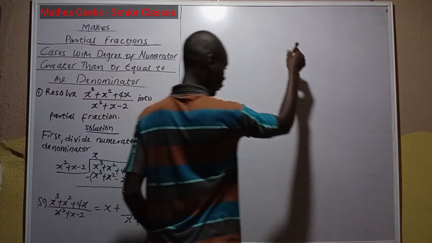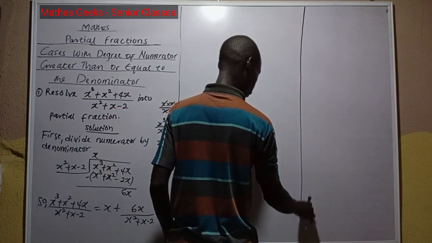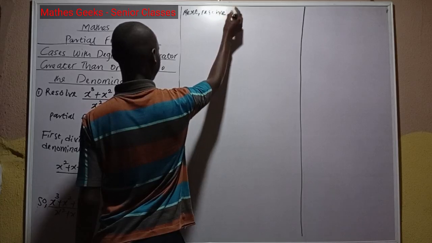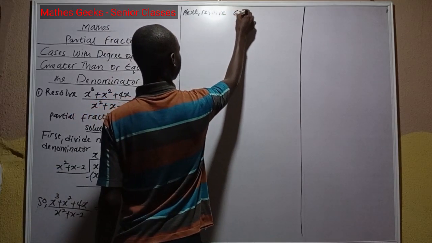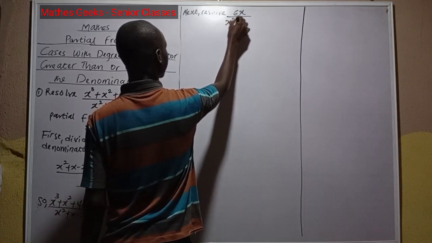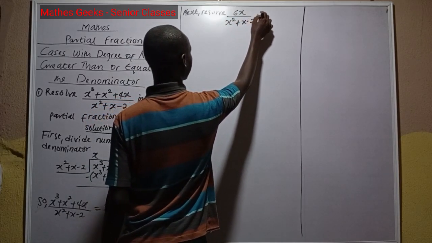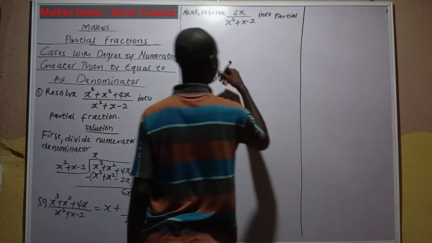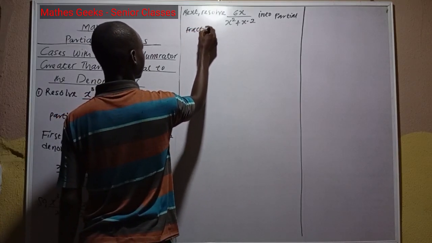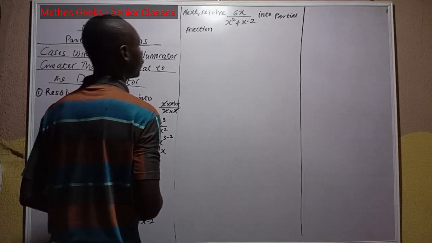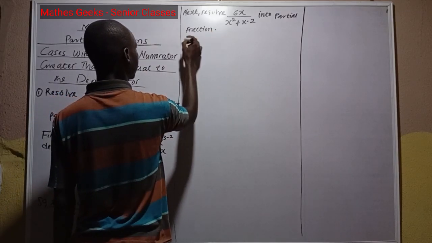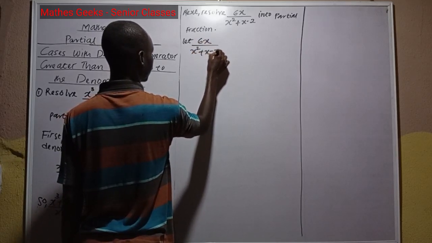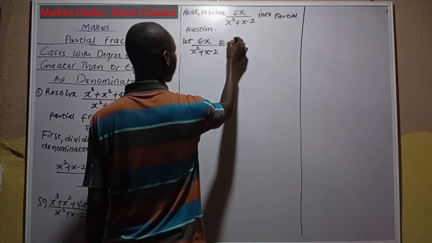So next, resolve 6x over x squared plus x minus 2 into partial fractions. So let 6x over x squared plus x minus 2 be identical to the partial fractions.